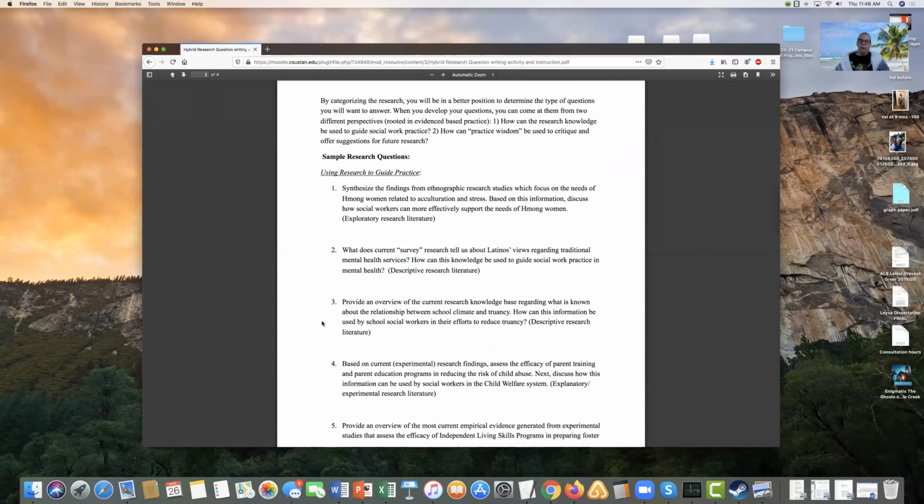Really, there's a basic question here, which is how can the research knowledge base be used to guide social work practice? Or how can practice wisdom, what people understand about working with a particular phenomenon or population, guide future research? So essentially, you're going to take one of those 2 positions to write your research question.